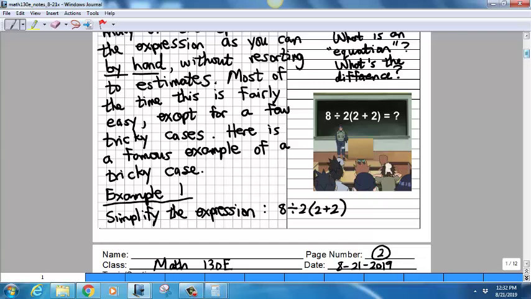All of these operations you can do by hand, so you don't really need the calculator at all to help you with this one.